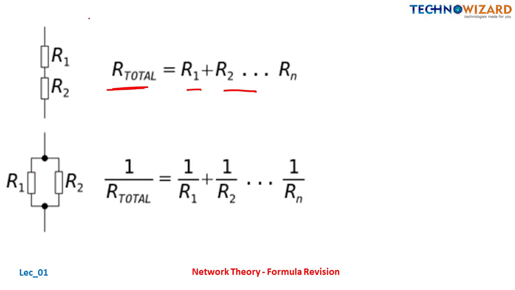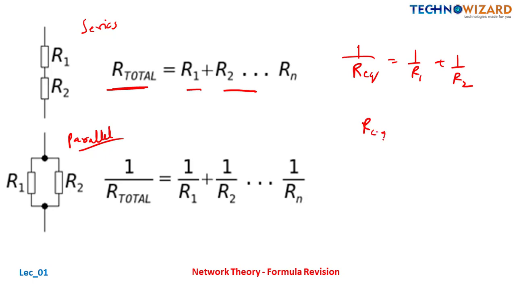Second is parallel. If two resistances are connected in parallel, and you want to find the total resistance, then 1 upon R equivalent is equal to 1 upon R1 plus 1 upon R2. From here, on solving this, you will get R equivalent equal to R1 R2 upon R1 plus R2. This is how you can find the equivalent resistance for a parallel combination.